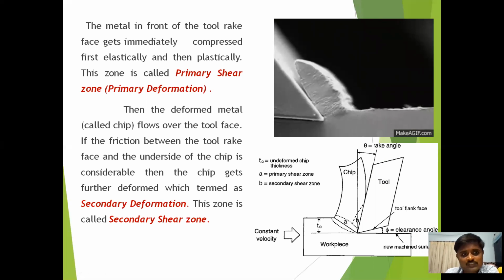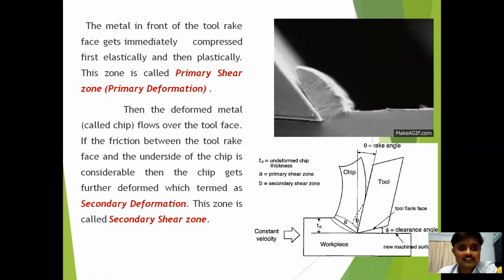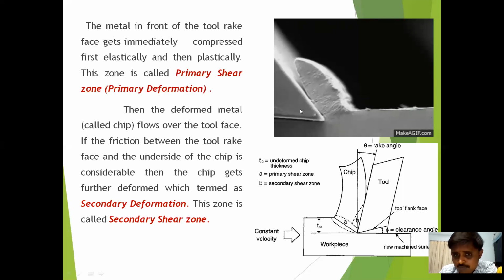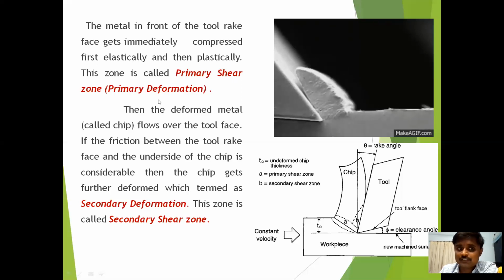Here there are two zones: the primary deformation zone and the secondary deformation zone. I will call them the primary shear zone and the secondary shear zone. Let's observe here. When the cutting tool moves towards the workpiece, first the material exactly in front of the cutting edge will be cut away from the work surface. So here this will be the primary shear zone, or primary deformation. The metal in front of the tool rake face gets immediately compressed, first elastically and then plastically. This zone is called the primary shear zone.